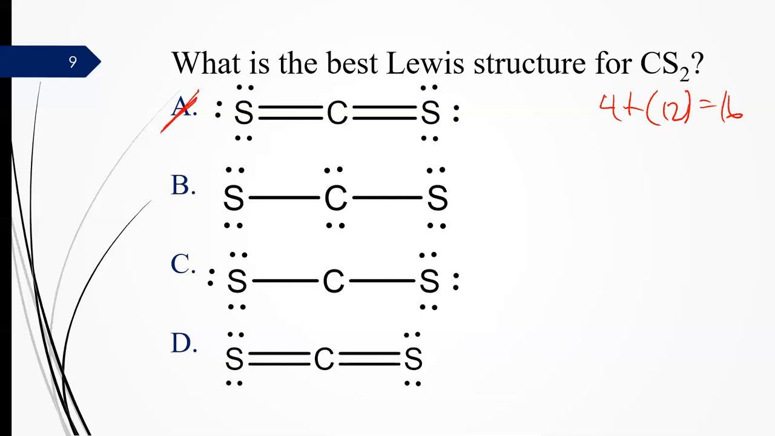2, 4, 6, 8, 10, 12, 14, 16. So B has the correct number of valence electrons, but sulfurs don't have an octet. So that one's probably not going to be our best option either. 2, 4, 6, 8, sulfur has an octet, but carbon does not. So that's probably not our best bet either. And if we look at the last one, we have everyone with an octet. We have 16 valence electrons. And that's going to be our best Lewis structure.